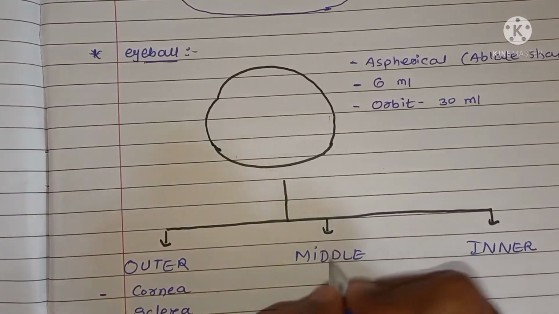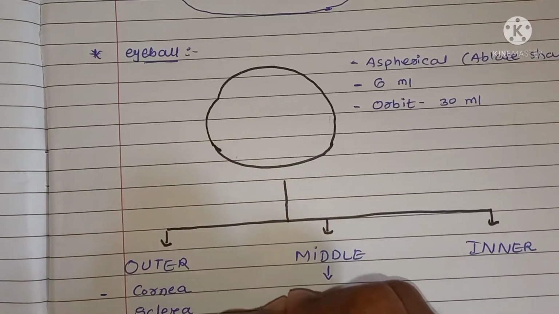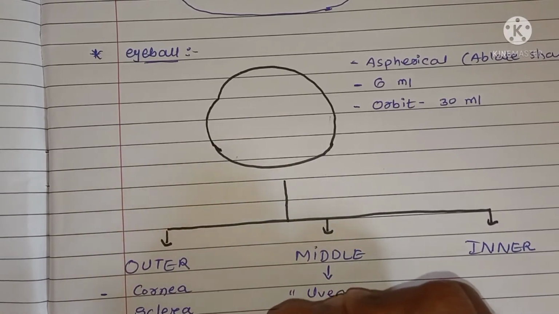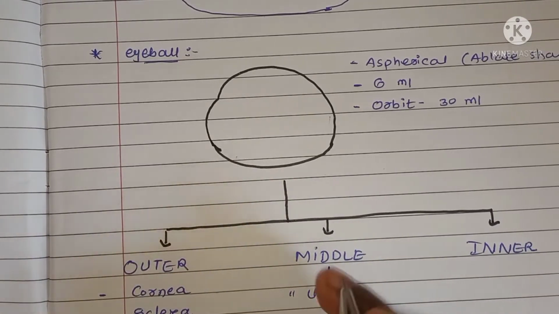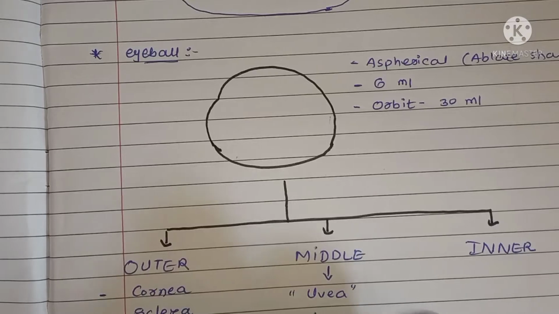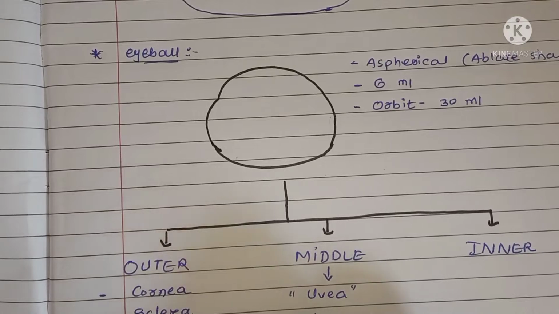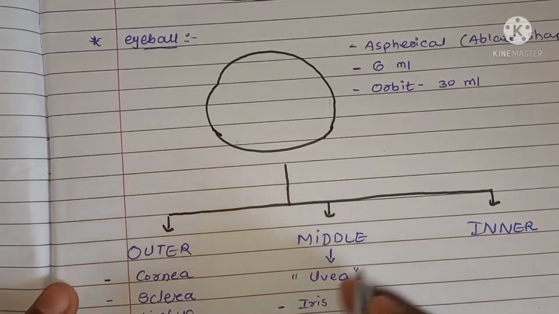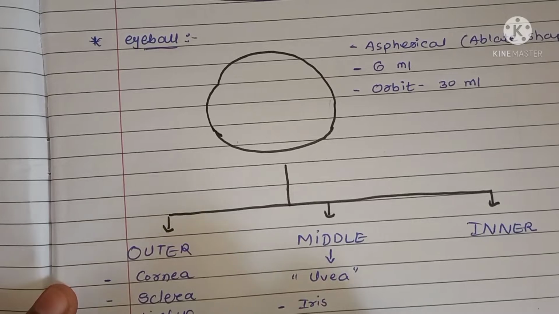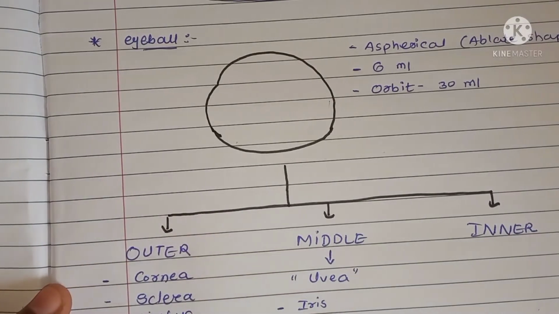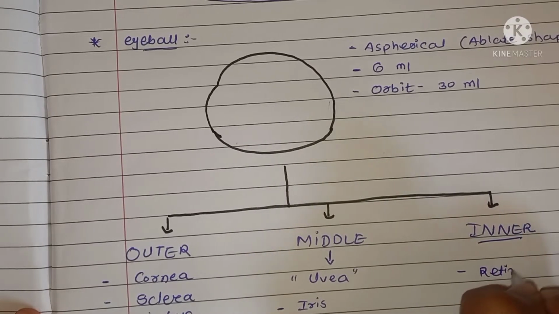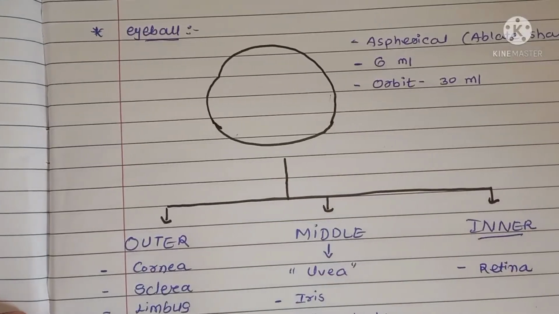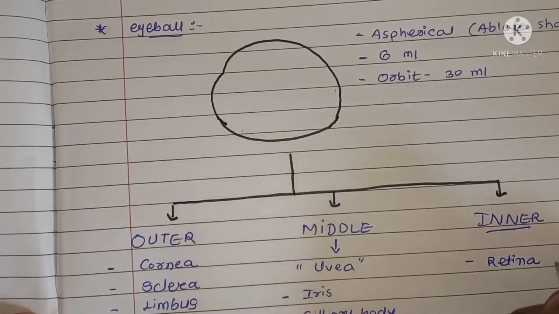The middle layer is also known as uvea, and it is made up of 3 things: iris, ciliary body, and choroid. While the inner layer is also called the retina, as we all know.